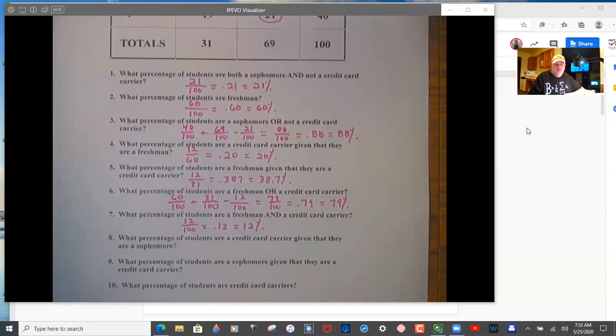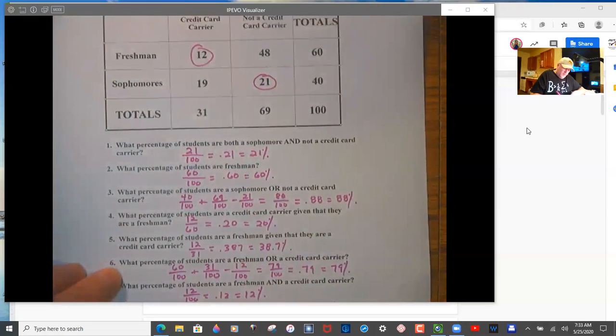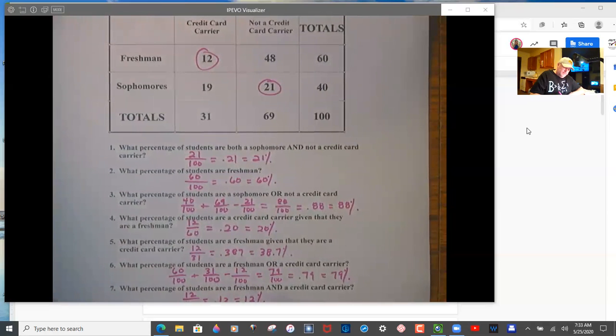What percentage of students are a credit card carrier given that they are a sophomore? Given that they are a sophomore, that means the bottom is 40, and they're a credit card carrier, so that's 19. And that is 0.475, which is 47.5%.